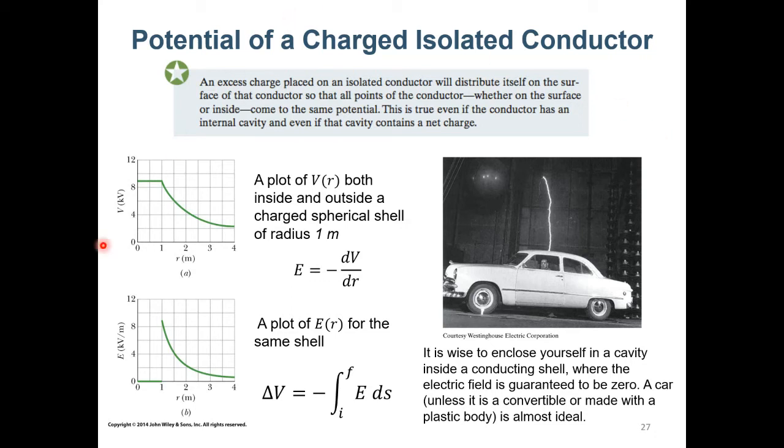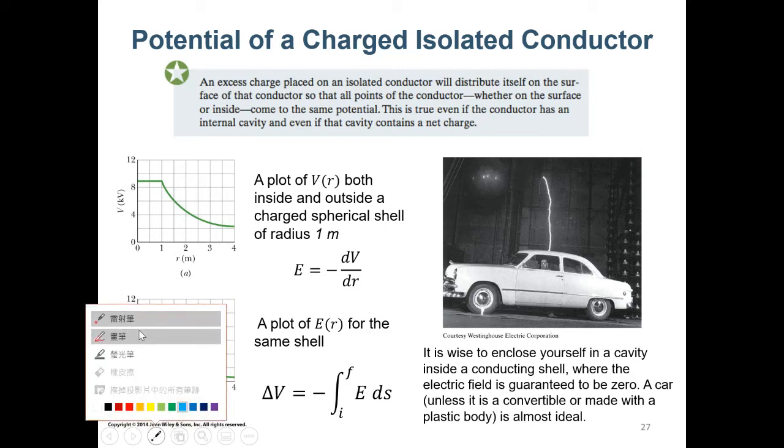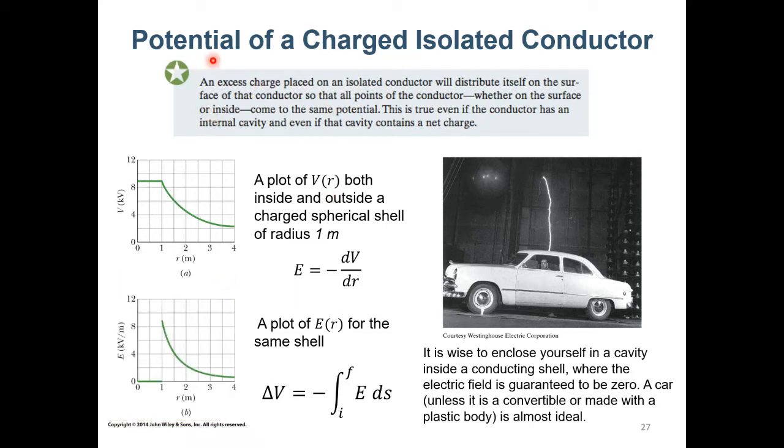So here we talk about the potential of a charged isolated conductor. An excess charge placed on an isolated conductor will distribute itself on the surface of the conductor, so that all points of the conductor, whether on the surface or inside, come to the same potential. This is true even if the conductor has an internal cavity and even if that cavity contains a net charge.